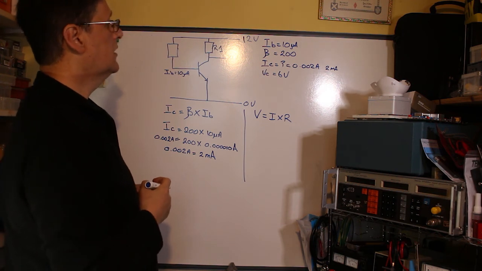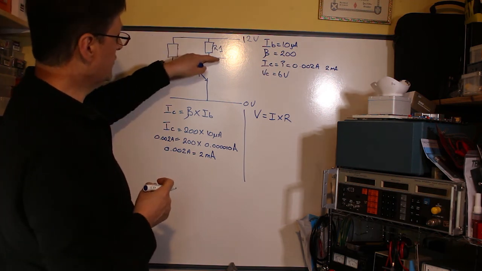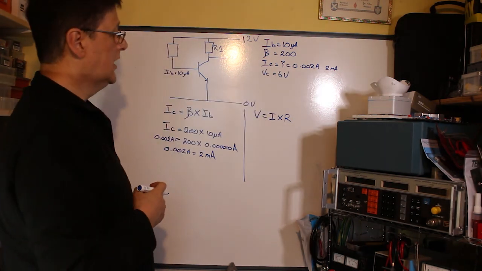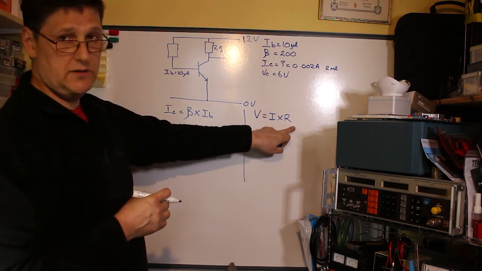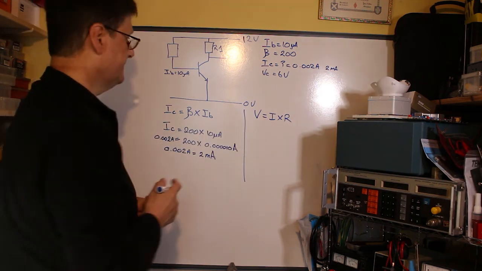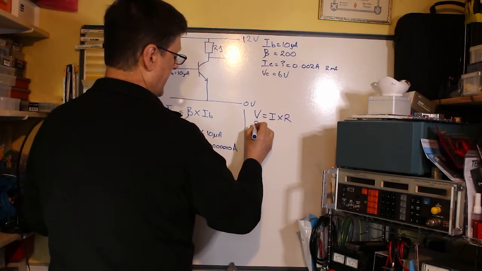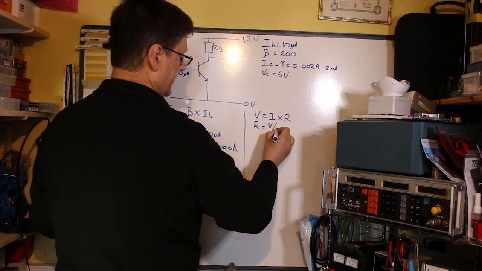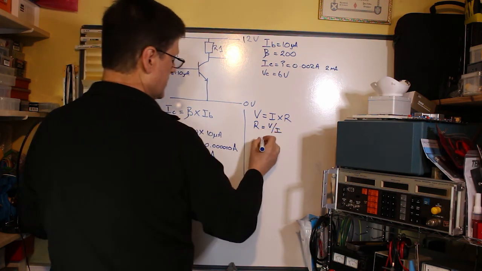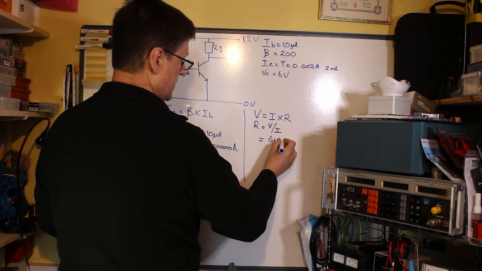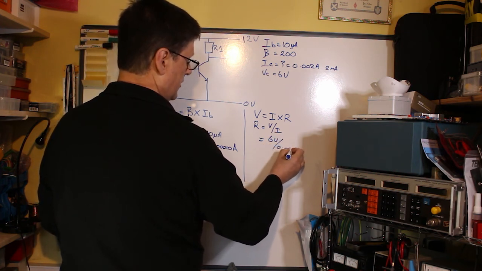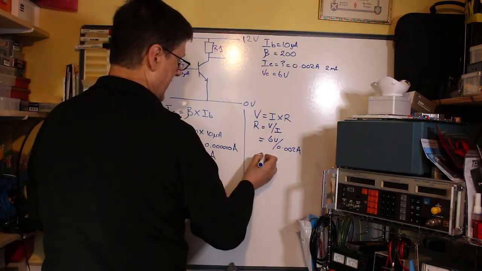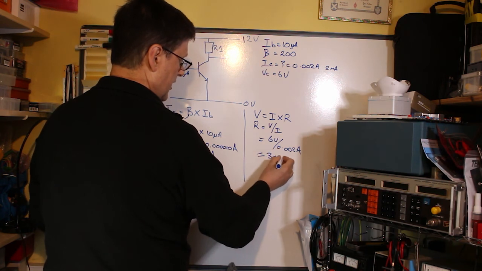We know the voltage. We've got 6 volts here being dropped across this resistor. We now know the current. We rewrite the formula to give us the answer. So in this case, we write R, resistance, equals voltage divided by current. And if we put the numbers in, we've got 6 volts divided by 0.002 amps. And that will equal 3,000 ohms.